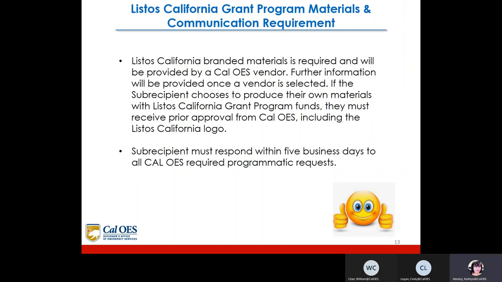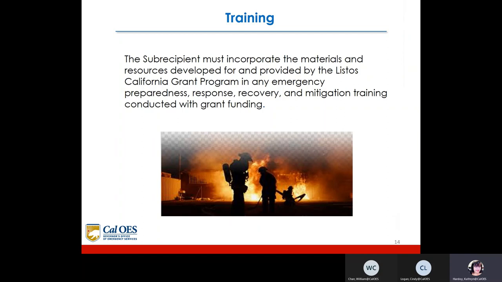Subrecipient must respond within 5 business days to all Cal OES required programmatic requests. For training, the subrecipient must incorporate the materials and resources developed for and provided by the Listos California Grant Program in an emergency preparedness, response, recovery, and mitigation training conducted with grant funding.